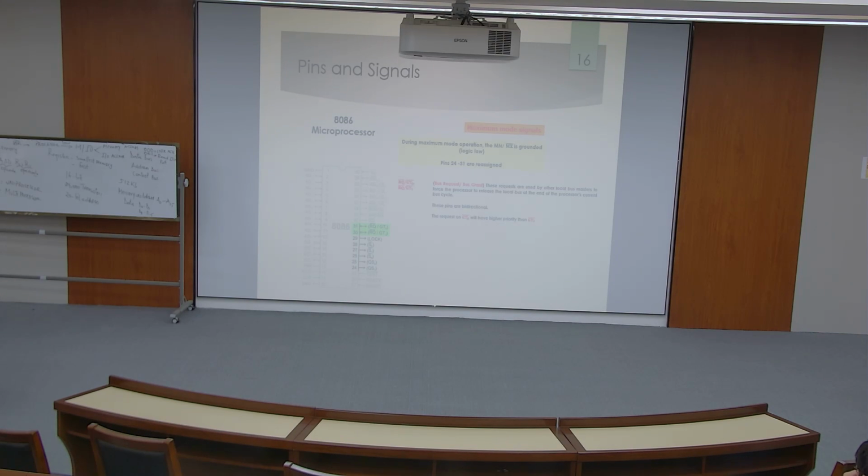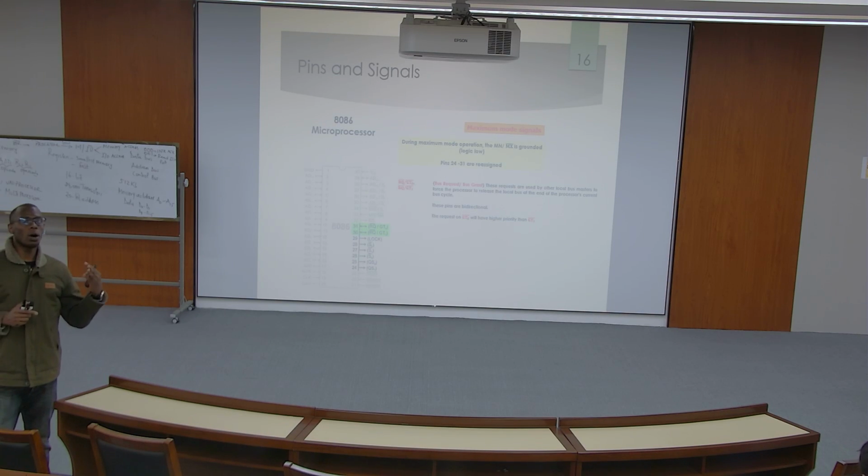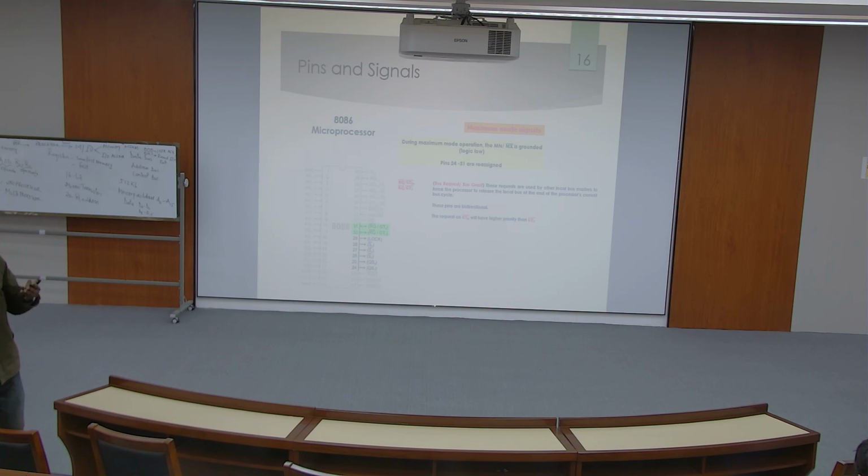And when a device needs to use a bus, it has to send a bus request to the microprocessor. And the microprocessor will send back a bus granted. Once the bus request has been accepted, the device has to control the bus. We have to initiate data transfer without the microprocessor being in control. So this brings us to what we call DMA, direct memory access.